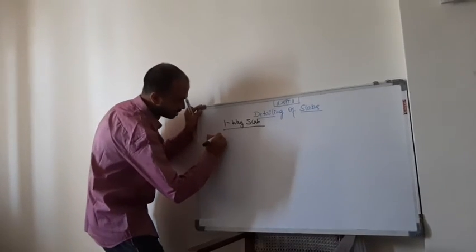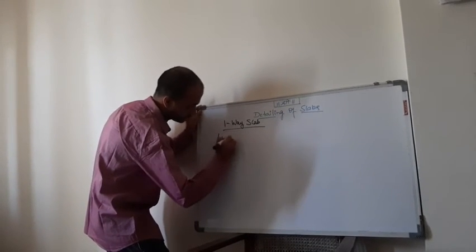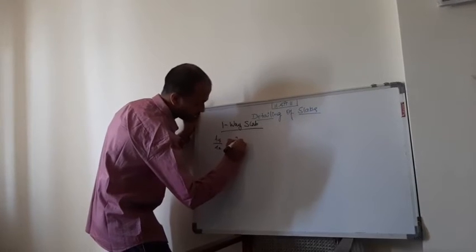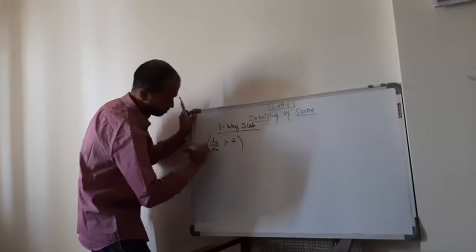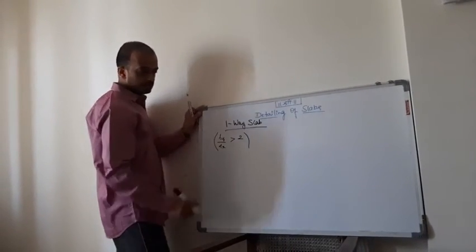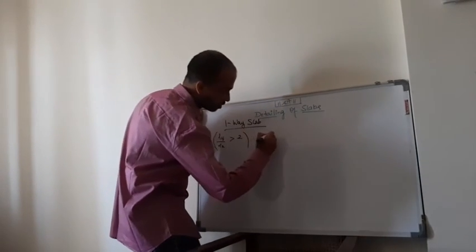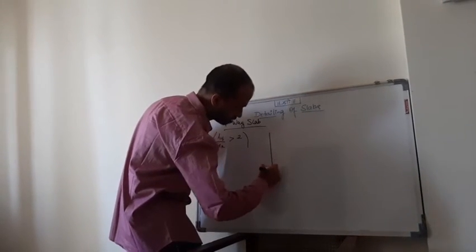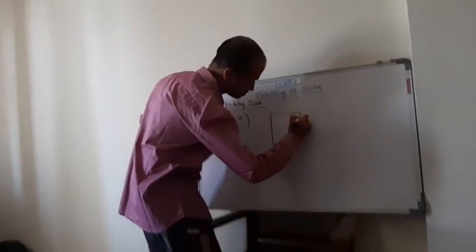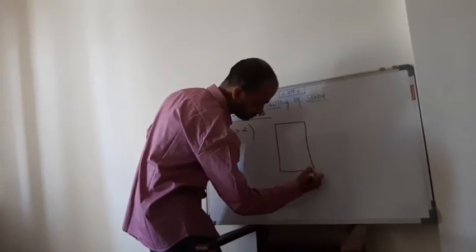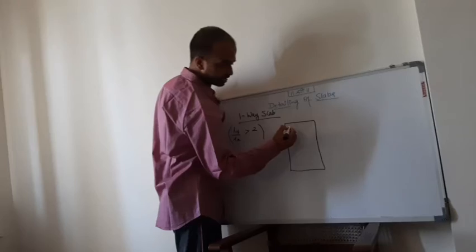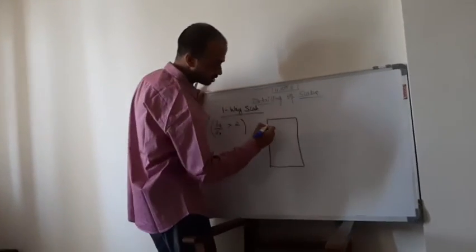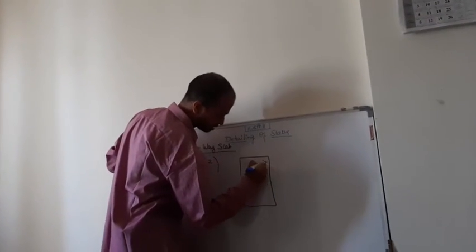So as discussed earlier, this is what we call it as one-way slab. Okay, so I'll give this as reference. Now based on this reference, I will draw a plan. Okay, so this is my plan. Right, now my direction of the load transfer will be along shorter span, so it is like this.